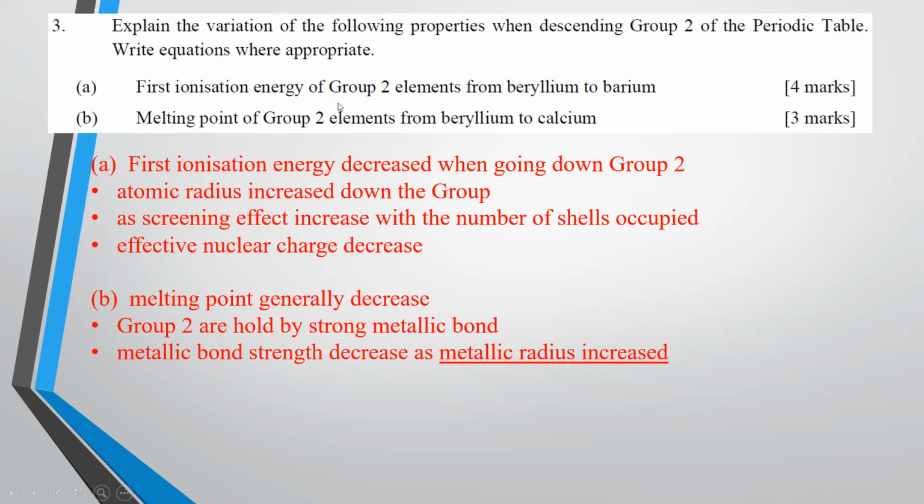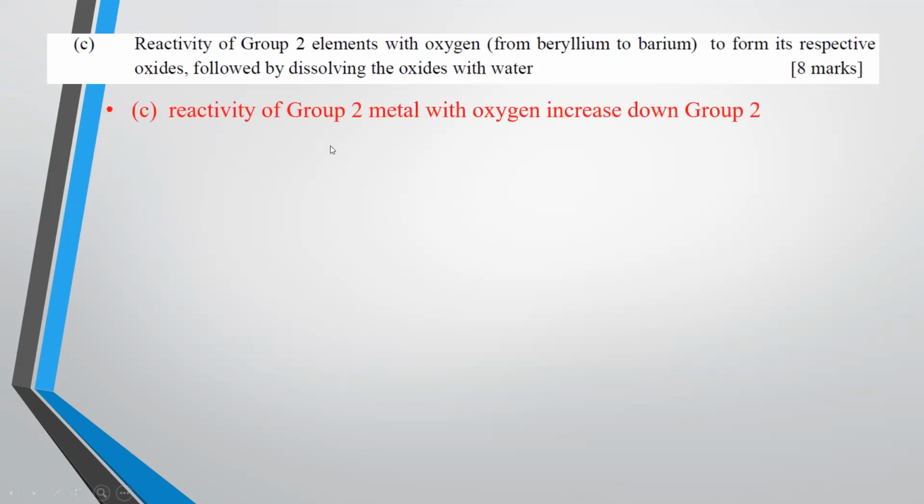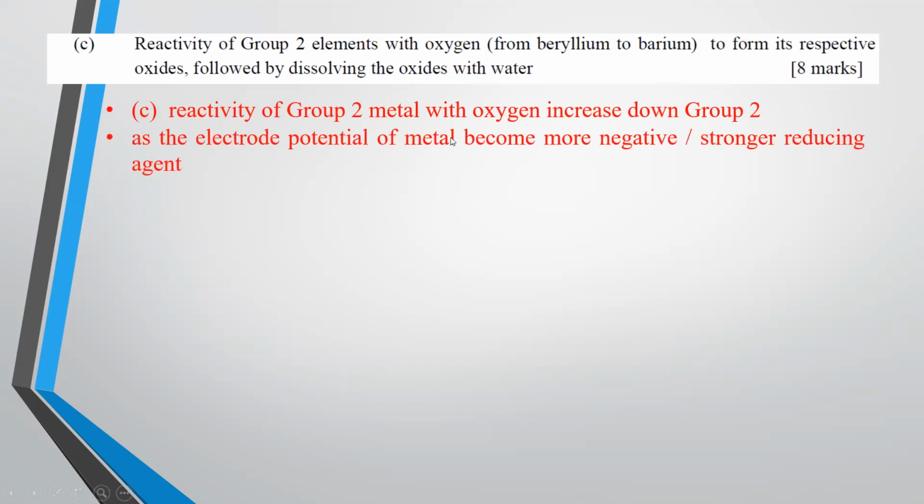So that is 3A and B. Then C, reactivity of group 2 elements with oxygen to form their respective oxides, followed by dissolving the oxide in water. So what happened to the reactivity? You are going to say the reactivity of group 2 metals with oxygen increases down group 2, as the electrode potential of the metal becomes more negative, or you can say that they are stronger reducing agents. This is the same point that I mentioned just now in question number 1. So try your best to describe as fully as you can there.